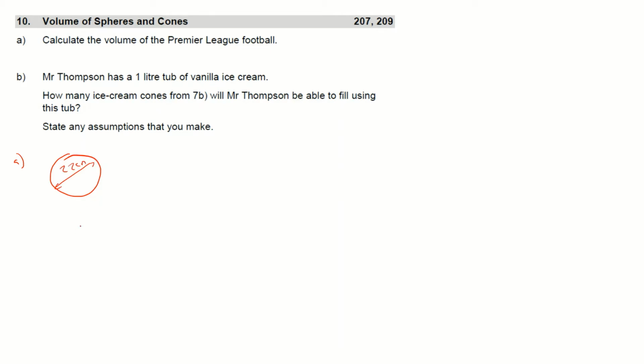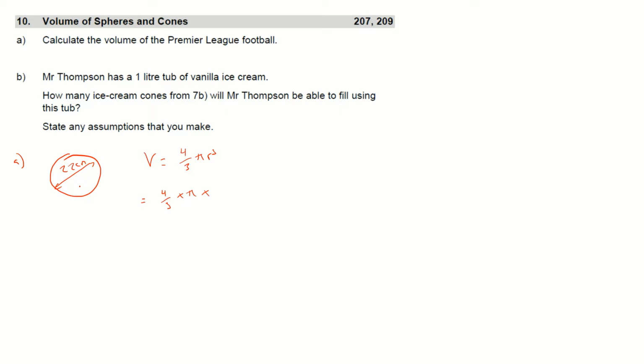Now, the volume of a sphere, remember, is 4/3 times pi times r cubed. Let me do that properly. Sorry, here we go. 4/3 pi r cubed. All right, where r is the radius. So I can literally do 4/3 times pi times... r was not 22.